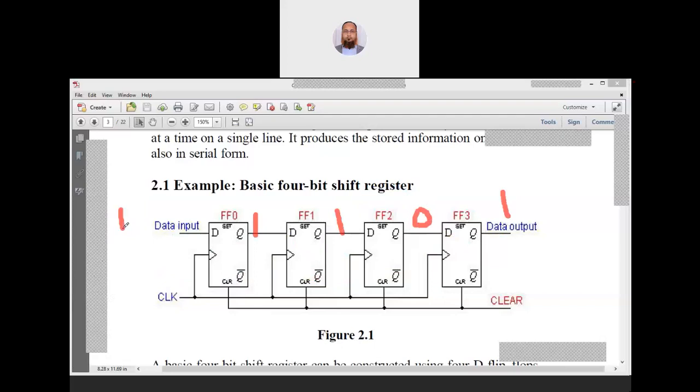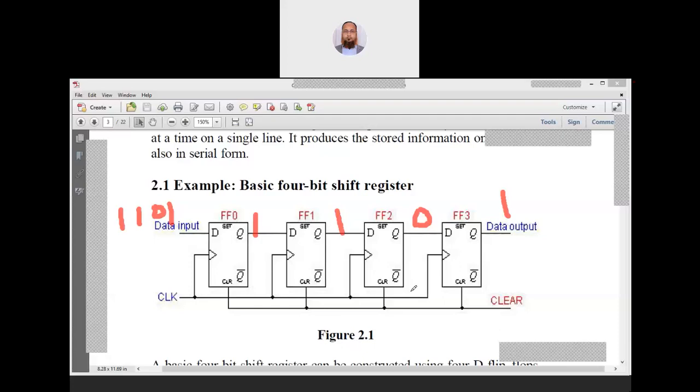The input data was 1 1 0 1. So these stored the required data. Now we will stop the operation because we want to store the data only. Okay, now we have stored the data. Suppose we want to take the data outside.